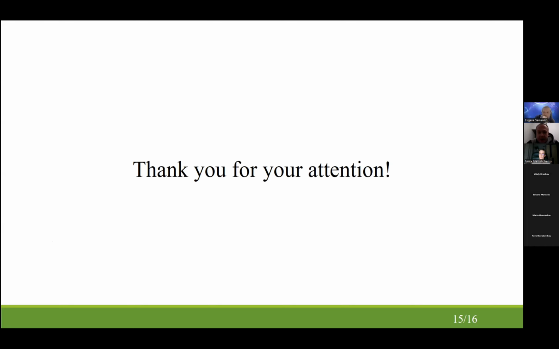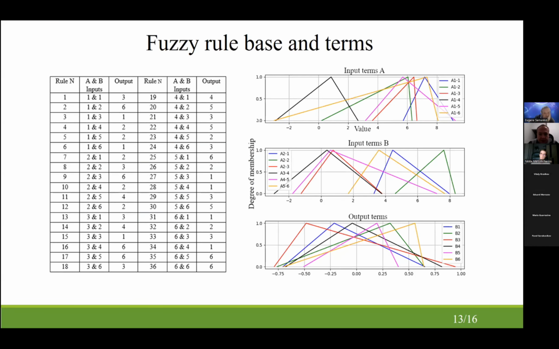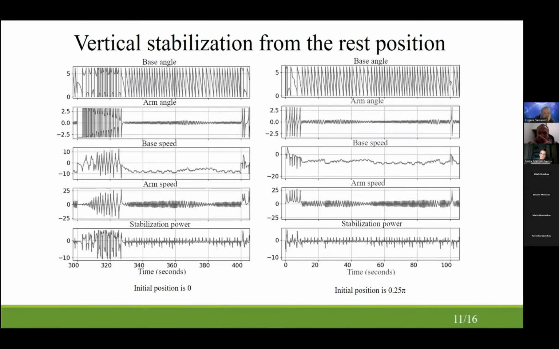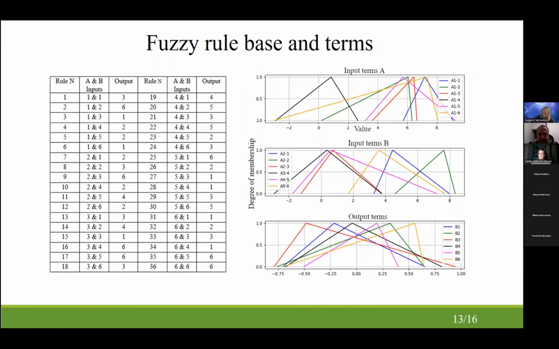Yes, I have a question. Can you turn back to the previous slide, the one with pictures with triangles? For me, it seems that, for example, for the first input term A, you can use only two fuzzy sets, one on the left side and one on the right side, because the difference in support of these terms is not very large. What do you think? Can you simplify the rule base?